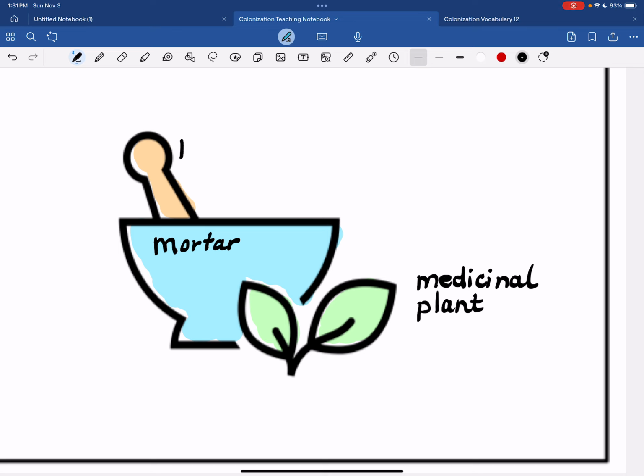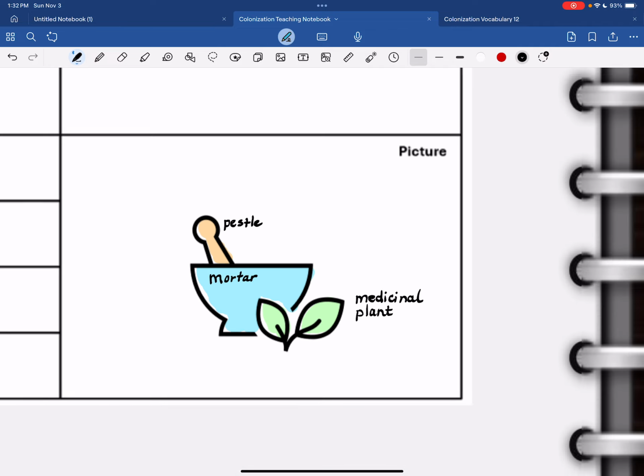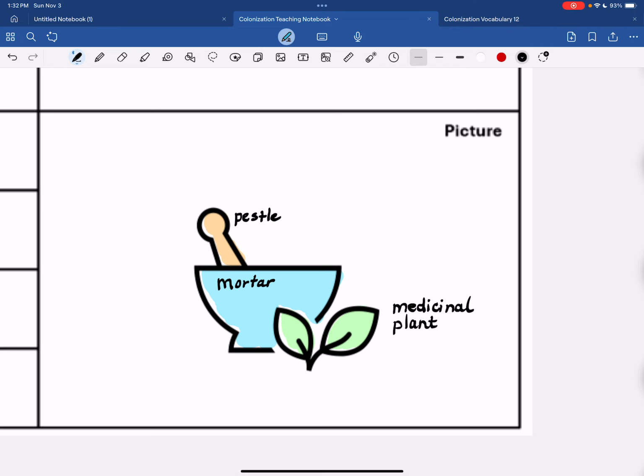The stick is called a pestle. My grandma had a mortar and pestle. Remember, if I haven't told you already, I will. My grandmother was a Native American, so she knew a lot of medicinal uses for plants that were handed down for many years in the family.